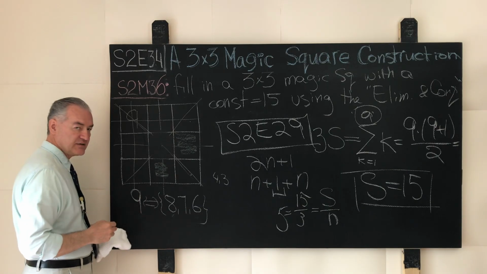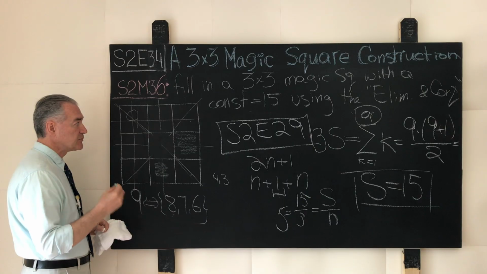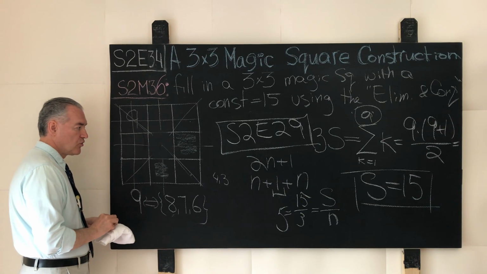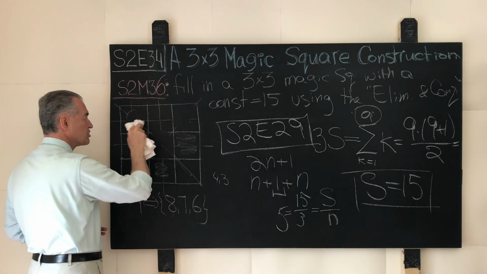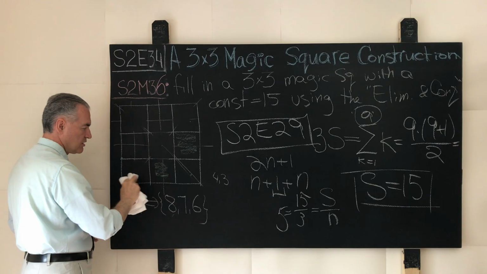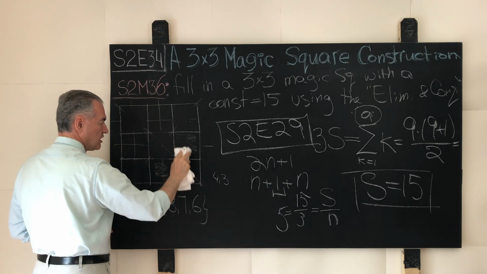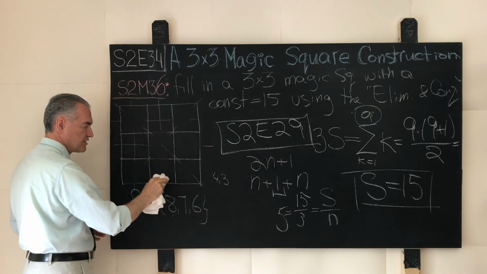And this analysis also does what? It eliminates any of the corner positions for the largest number in this set. None of the corner positions are acceptable for housing the largest number in this set.